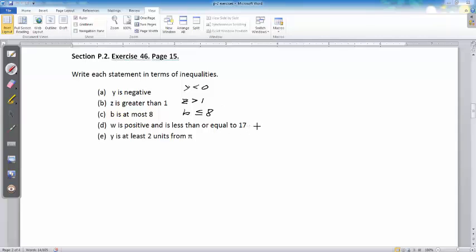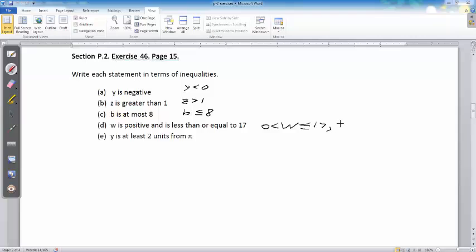W is positive and is less than or equal to 17. There are two ways of writing this. The simplest way is to write it as a compound inequality. We know it's less than or equal to 17. And we know it also has to be greater than 0, so we can write it that way as well.